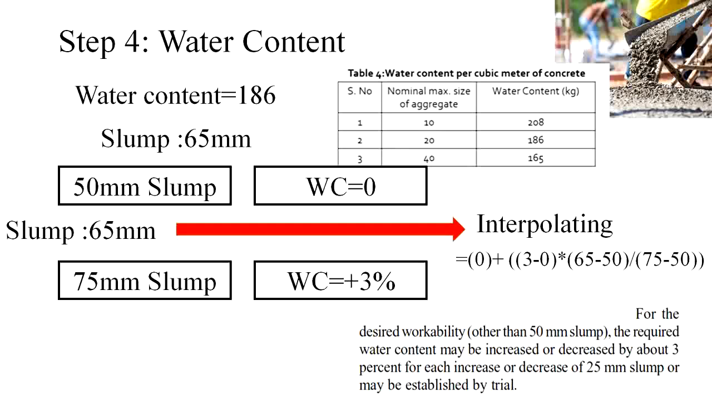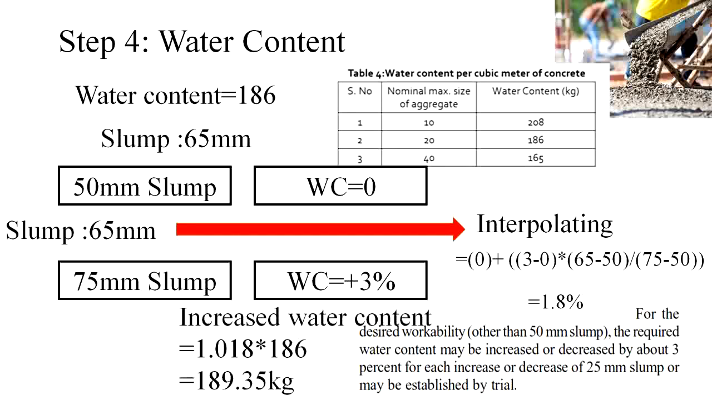You all know how to interpolate a value between a minimum and a maximum value. By using that process, we interpolate and get the final water content percentage as 1.8. This value is substituted, and finally we get the increased water content as 189.35 kg.